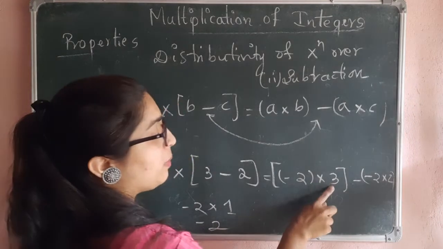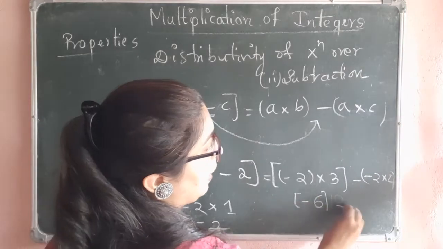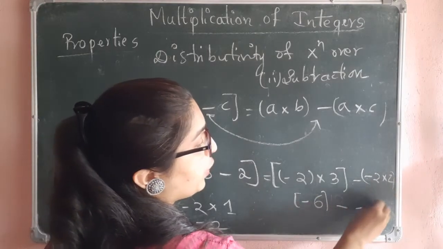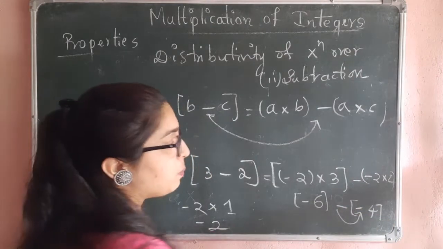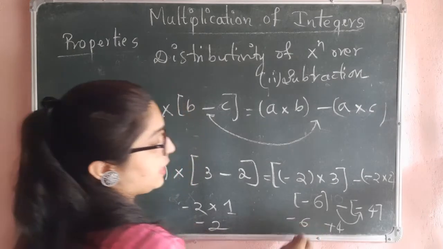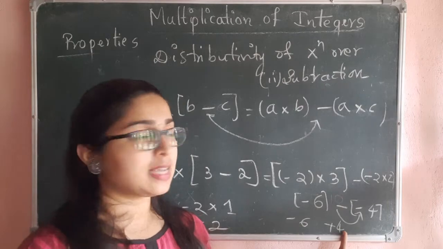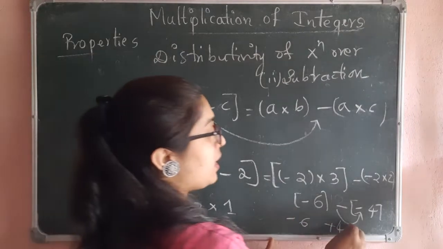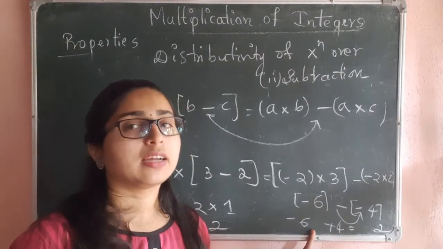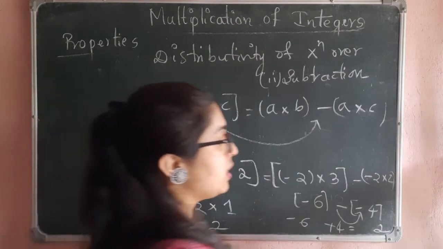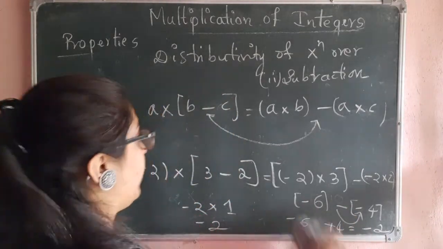Here, minus into plus is minus, 2 into 3 is 6. Then minus, here it is minus, 2 into 2 is 4, and minus into minus is once again plus. So plus 4 minus 6. Now it is the addition of two integers having different signs. Take the difference, 6 minus 4 is 2, and keep the sign of the number with the largest absolute value, that is minus. So minus 2, minus 2. So this is also satisfied.